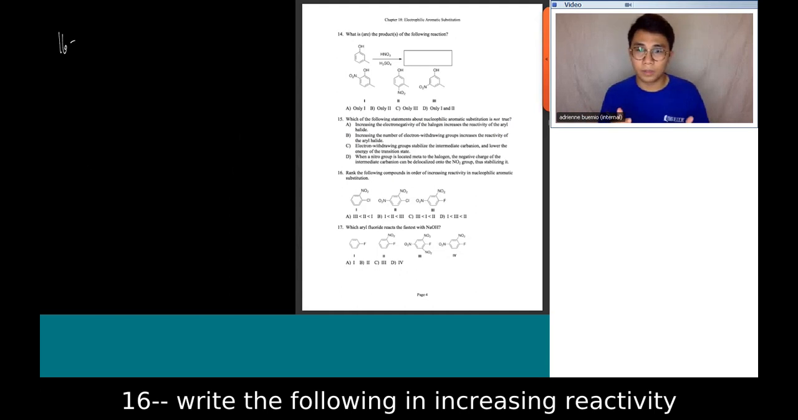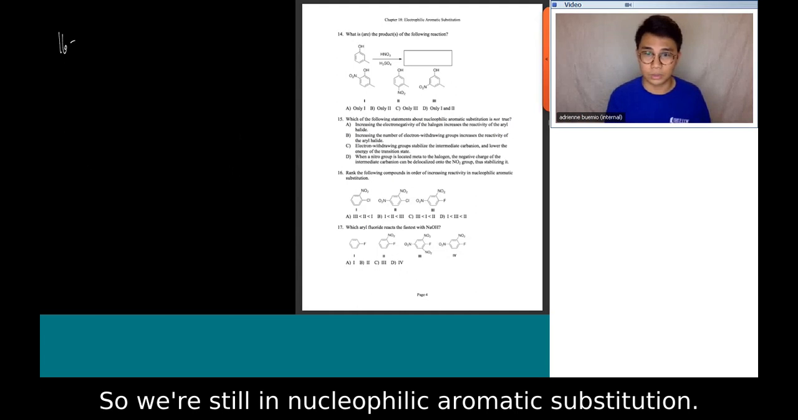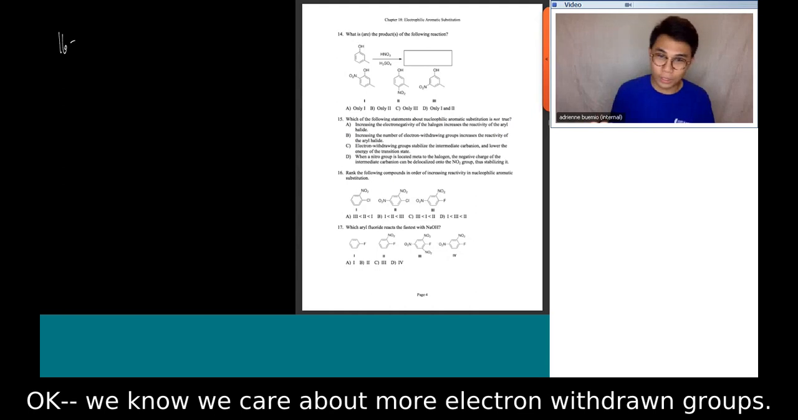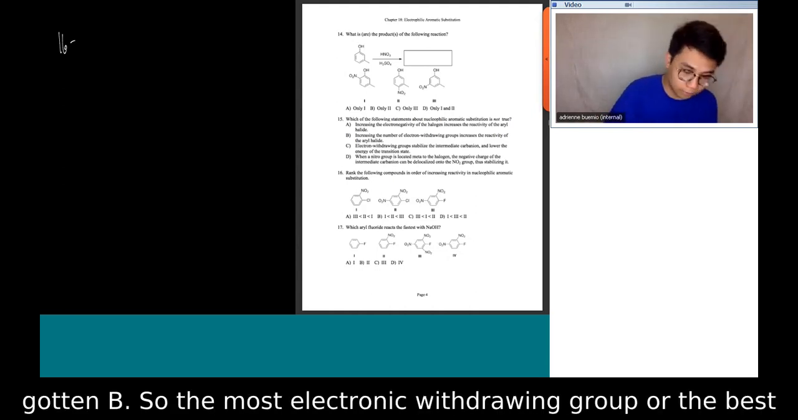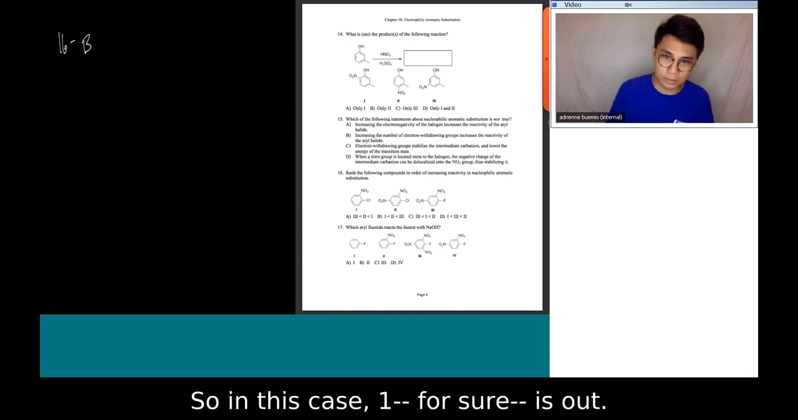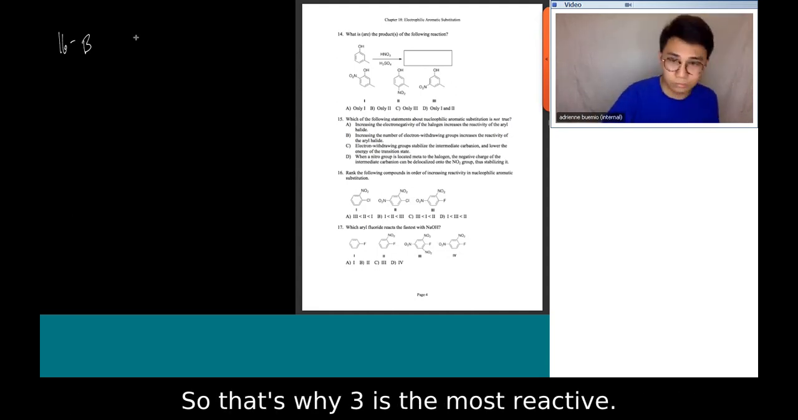16, rank the following in increasing reactivity in nucleophilic aromatic substitution. We're still in nucleophilic aromatic substitution, and we know we care about more electron withdrawing groups. So in this case, you should have gotten B. The best electron withdrawing groups are more reactive. So one for sure is out. Two and three, we know fluorine is more electronegative than Cl, so that's why three is the most reactive.